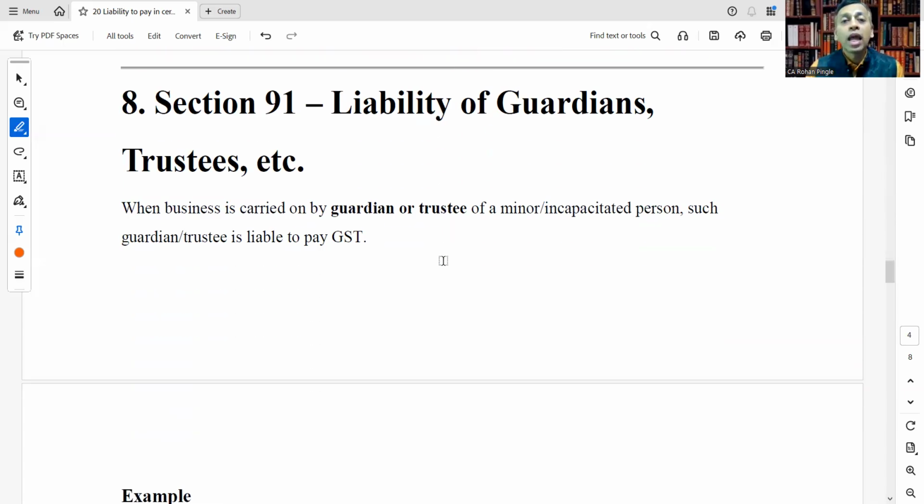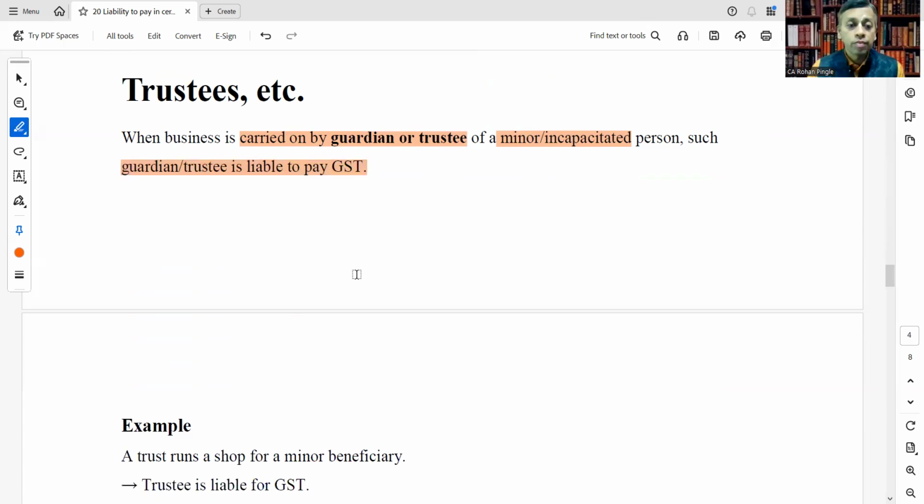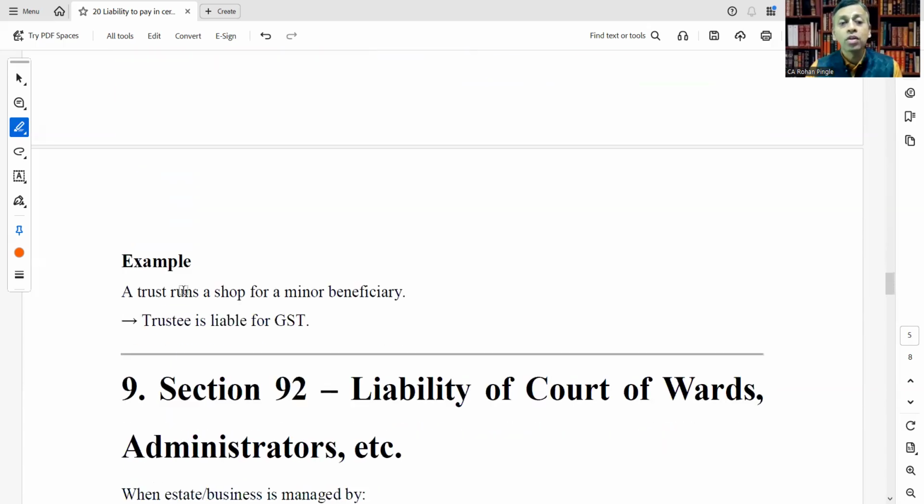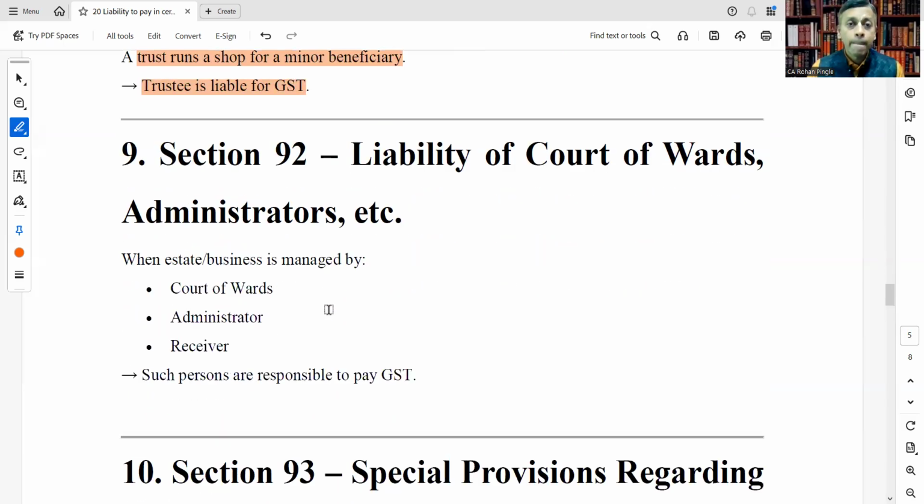Section 91, liability of guardians, trustees, etc. When business is carried on by a guardian or trustee of a minor or incapacitated person, such guardian or trustee is liable to pay GST. Very straightforward. For example, a trust runs a shop for a minor beneficiary. The trustee is liable for GST.